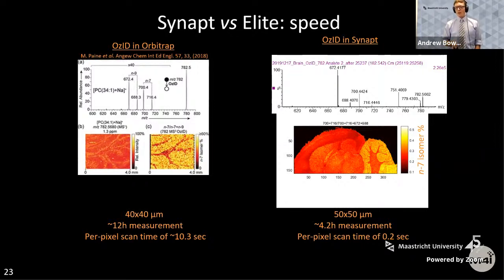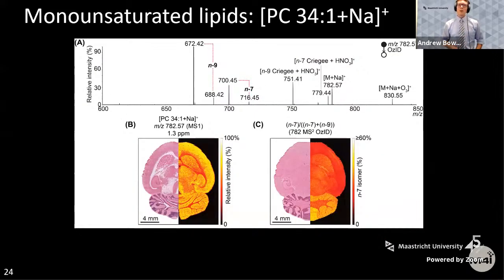And for the SYNAPT, a 50 by 50 micron measurement took about 4.2 hours with a total pixel scan of 0.2 seconds versus his original settings of 10.3 seconds per pixel. Looking at this, you're able to detect monounsaturated lipids, separate out the N7 versus N9 double bond very readily and easily. You can see that in the complete PC34-1 that is highlighted mostly in the outer gray matter of the brain. And then N7 versus N9 actually has a very distinct shift between the cerebrum and the cerebellum.